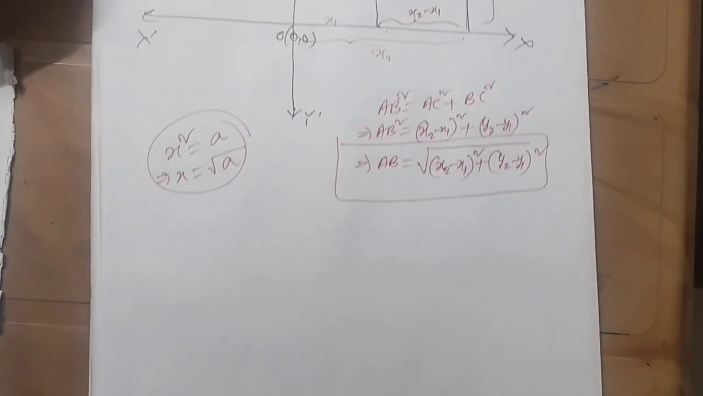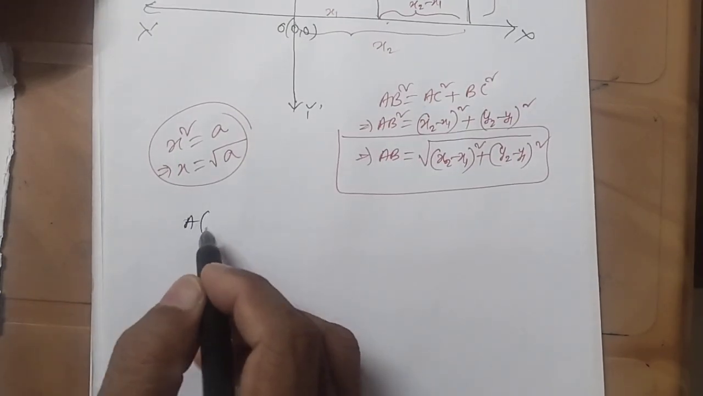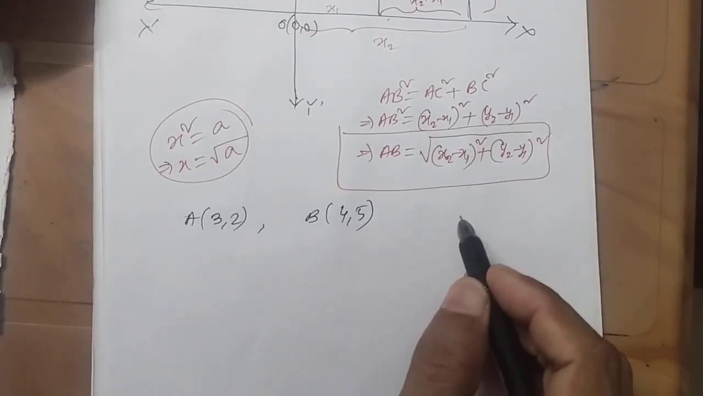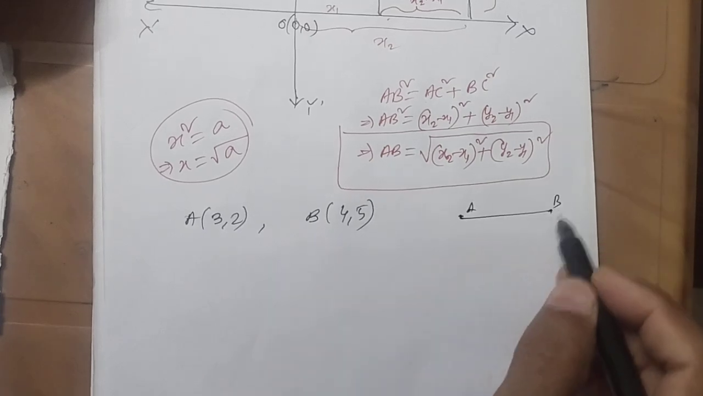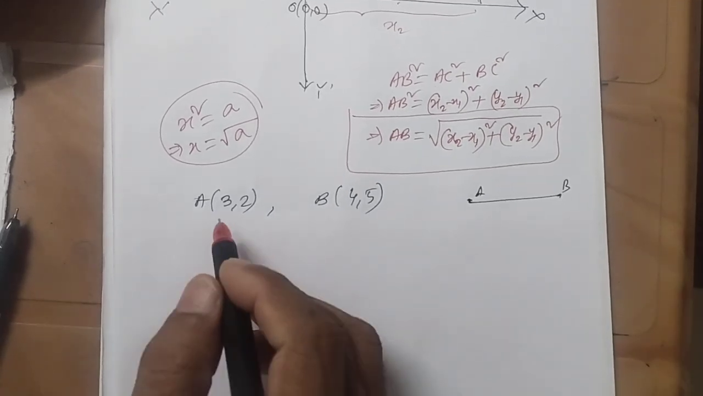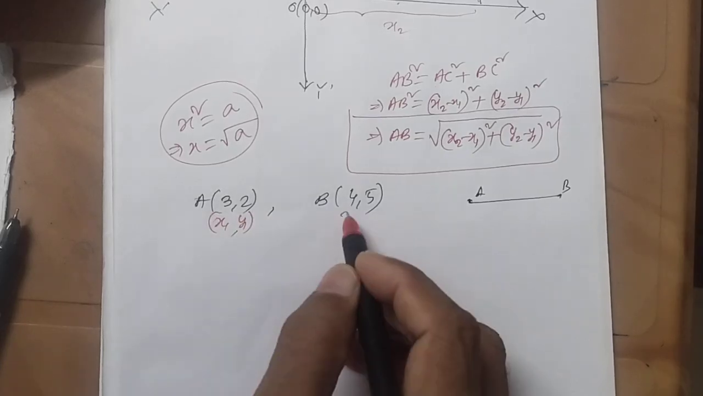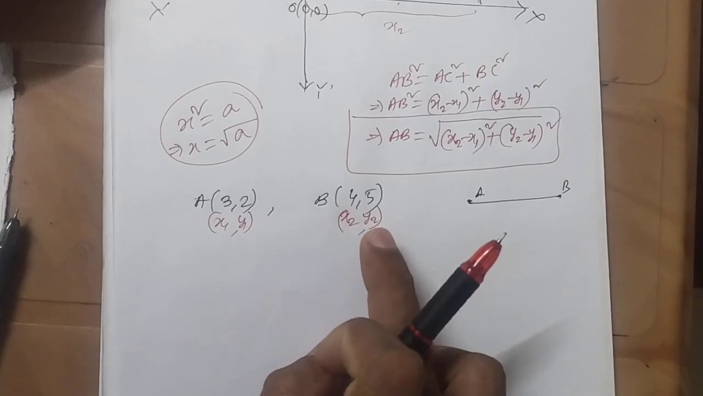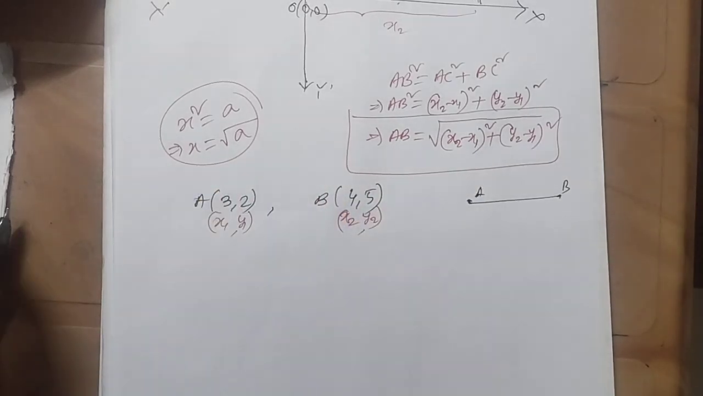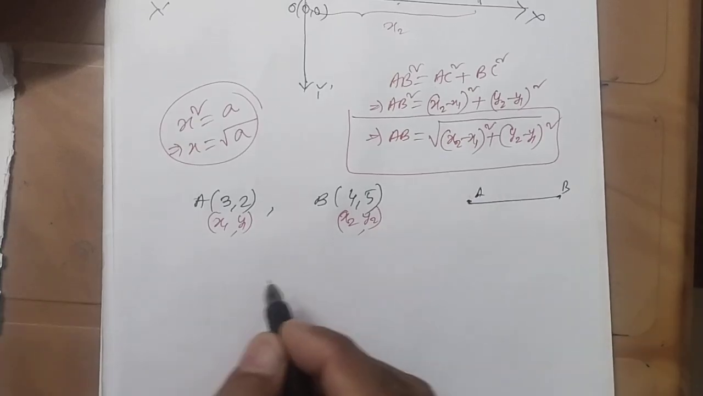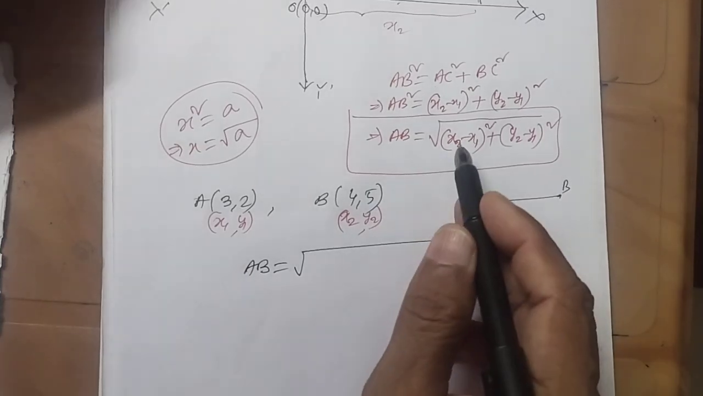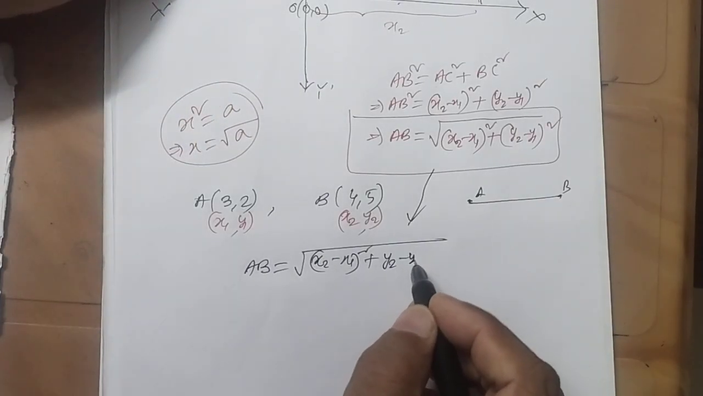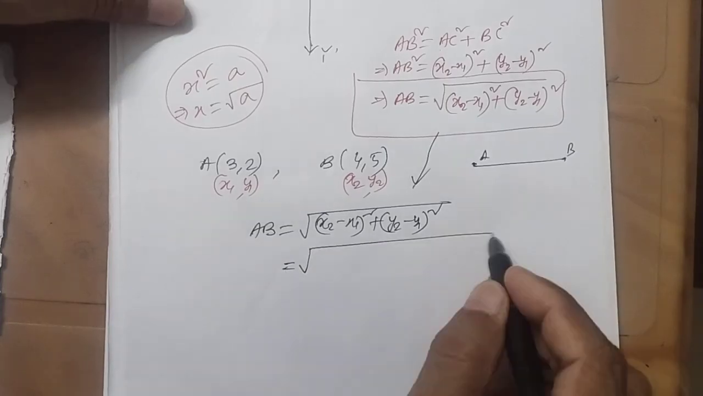I am taking one example. Say point A is given as (3, 2) and another point B is given as (4, 5). You want to find the distance between the two points. One point A is here, another point B here. You are asked to find the distance, so what will you do? Mark the first point as (x1, y1) and the second point as (x2, y2). It is up to you; you can take this as 1 and this as 2, or change the order. Both ways you will get the same answer. So what is the distance formula? Distance AB is the square root of (x2 minus x1) whole squared plus (y2 minus y1) squared, and we will just put in the values. How much is x2 here?